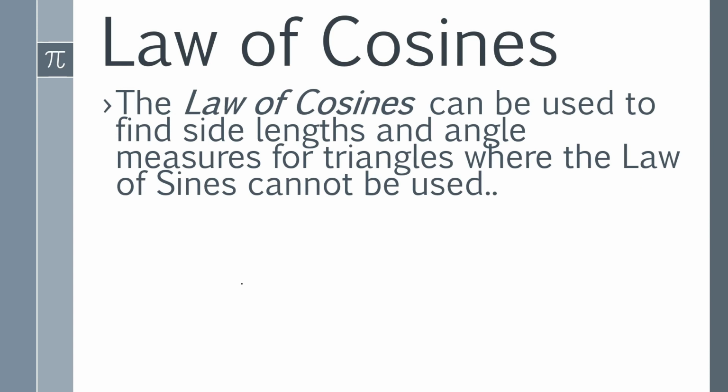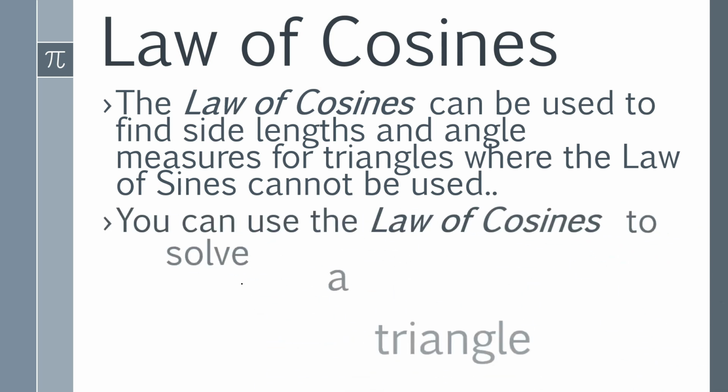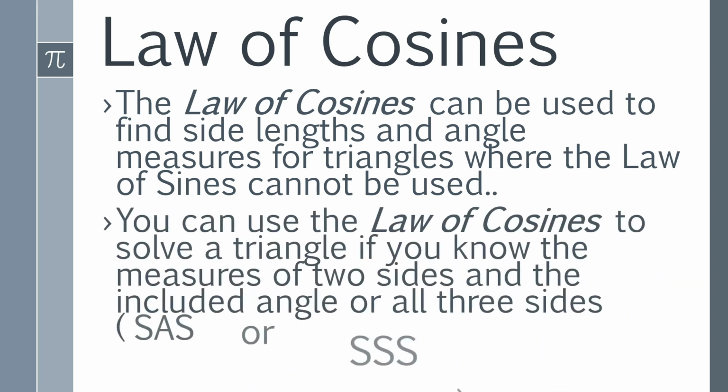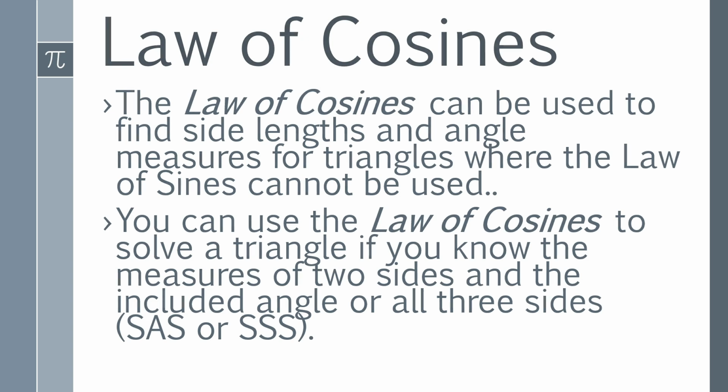The law of cosines can be used to find side lengths and angle measures for triangles where the law of sines cannot be used. That's because you need at least two angles to use the law of sines. In this case, we only have one angle, or actually no angles, and we can use the law of cosines to solve. Now this is a little more involved.